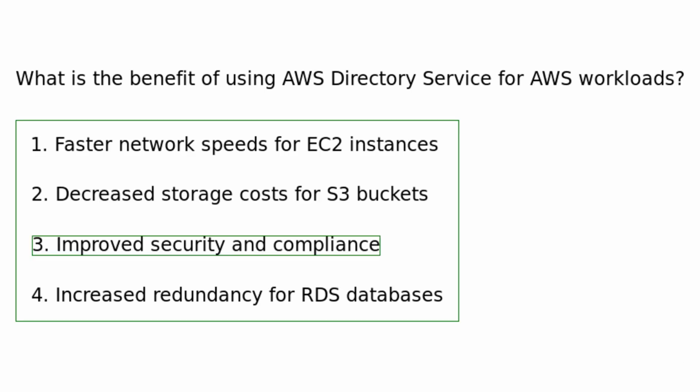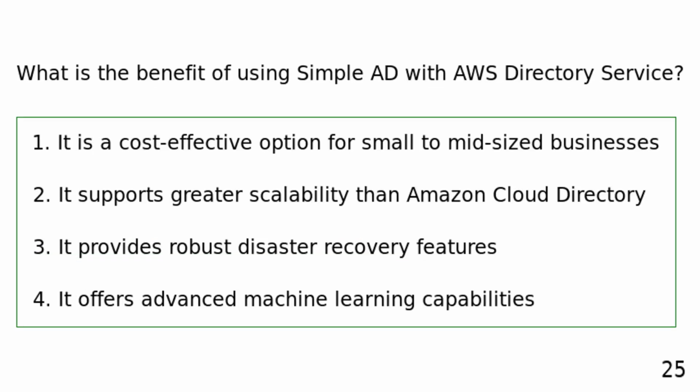Using AWS Directory Service for AWS workloads can provide improved security and compliance by leveraging existing directory services authentication and authorization mechanisms. What is the benefit of using Simple AD with AWS Directory Service? It is a cost-effective option for small to mid-sized businesses. It supports greater scalability than Amazon Cloud Directory. It provides robust disaster recovery features. It offers advanced machine learning capabilities.